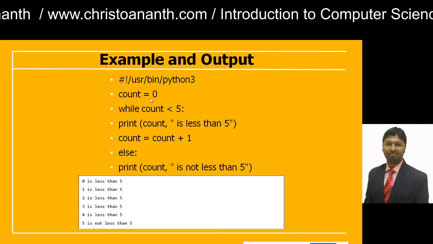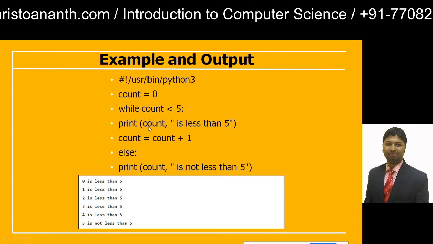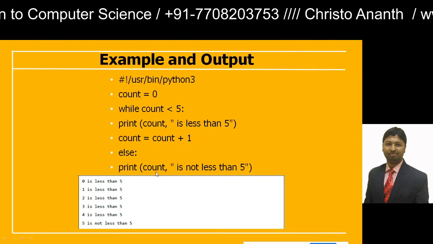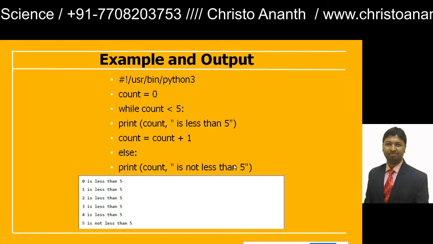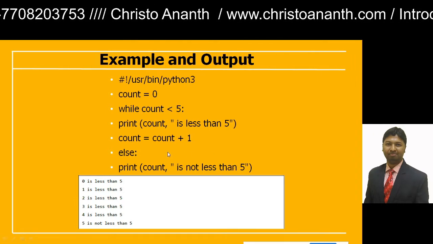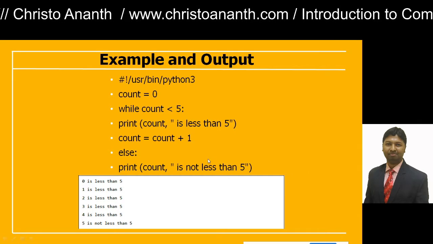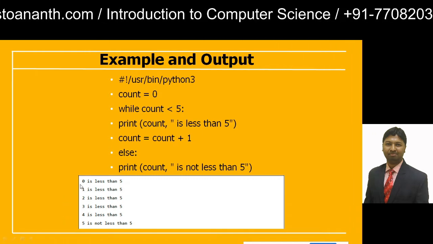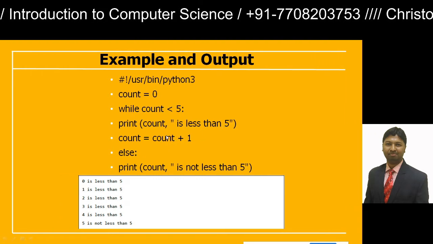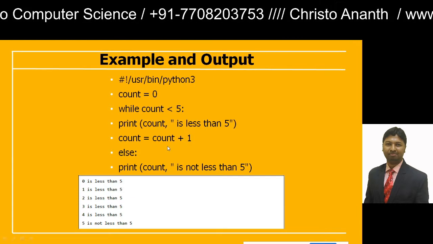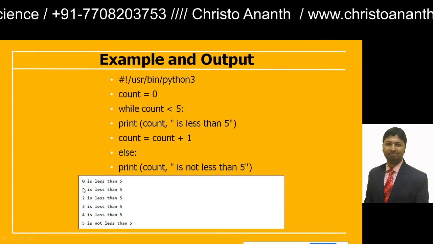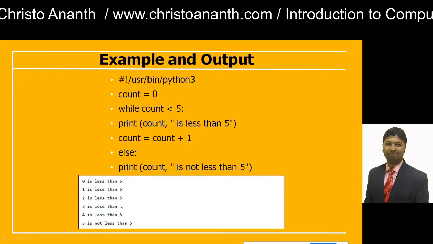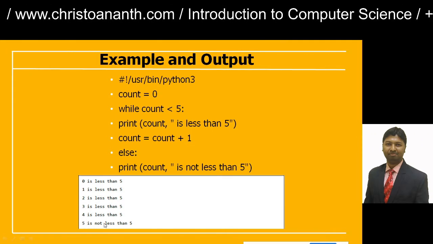#!/usr/bin/python3, count = 0. While count < 5, we print "count is less than 5" and increment the count: count = count + 1. Else, print "count is not less than 5". If count is 0, it is less than 5, and it is going to increment to 1. 1 is less than 5, it increments to 2. 2 is less than 5, it increments to 3. 3, less than 5. 4, less than 5. 5 is not less than 5.